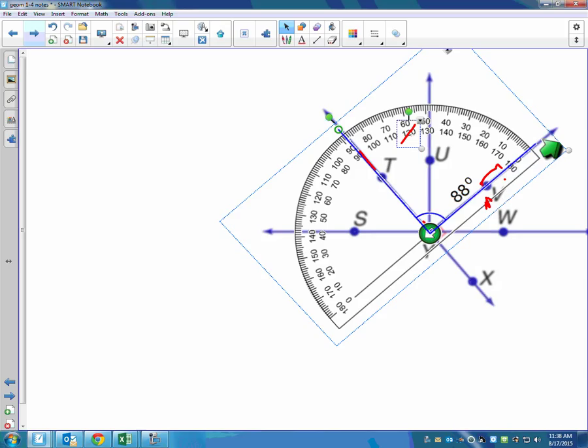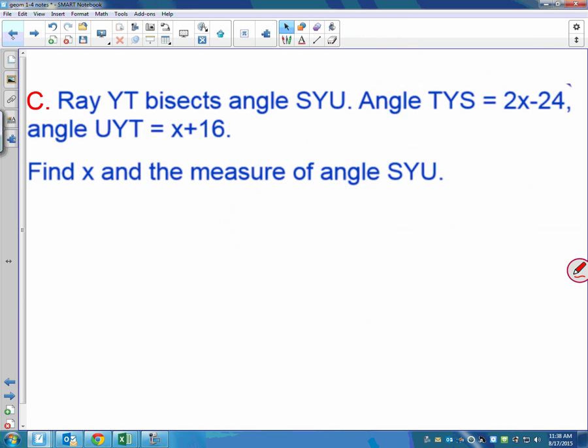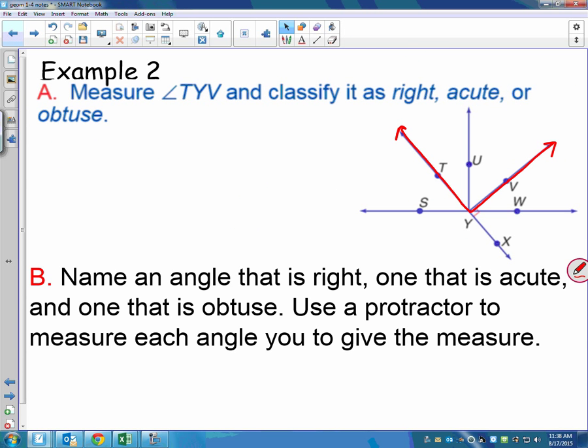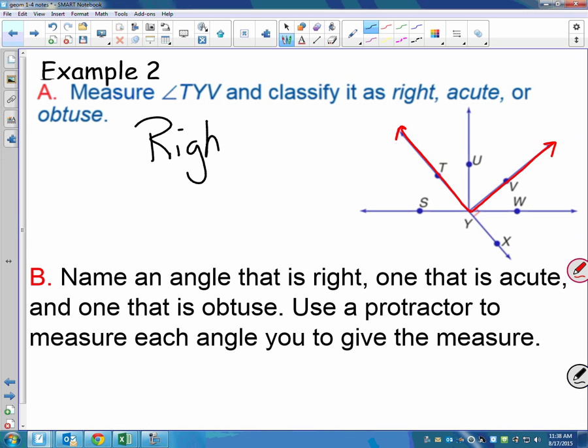Does everyone see that the answer should be 90? Yes. So be careful on those, because you wanted to say obtuse because you were counting from W instead of all the way up. Okay, so I'm going to go back for a second. So I think we would say it is right.